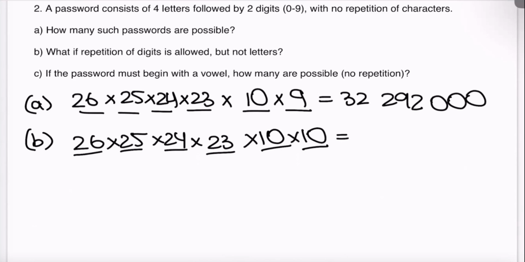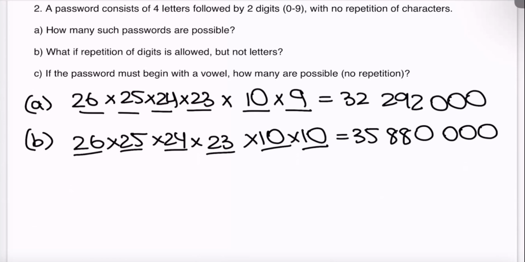And so then if I multiply that out, let's see what I get. 26 times 25 times 24 times 23 times 10 times 10. That's going to be 35,880,000. And so there's a little bit more, right? It's a few more, which makes sense because now we have fewer restrictions. Repetition of digits is now allowed, whereas in the first one it wasn't. And so there's going to be more possibilities. We're essentially adding on all the possibilities where the digits are repeated.